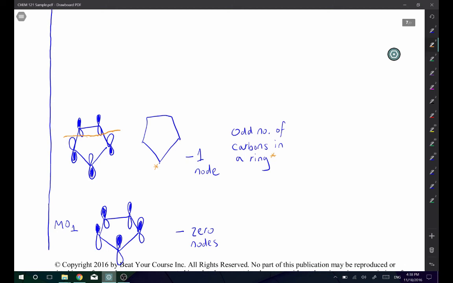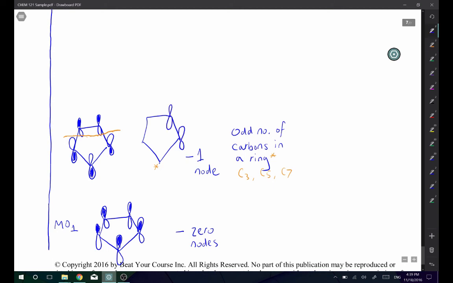Now, you do not need to know the reason behind that. You just need to know if you have an odd number of carbons in a ring, so that could be C3, C5, or C7 in a ring, you always discount one carbon to give you another pattern, another arrangement. And this arrangement looks as follows. Because this will allow you to draw a node cutting right through this axis over here. So that's another one, and this is the second molecular orbital.